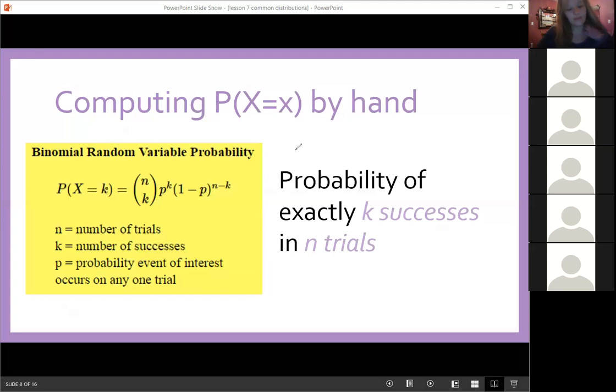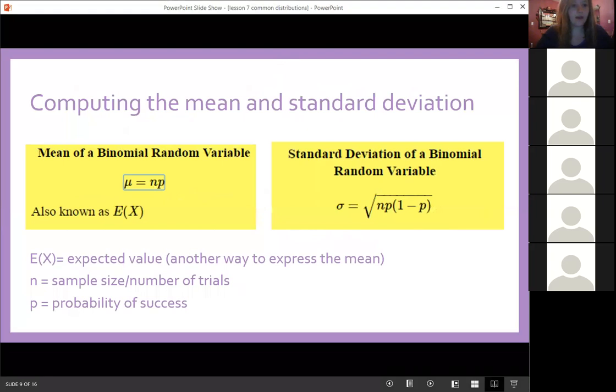So remember, we're going to have a fixed number of trials. And when we're trying to compute this, we're trying to find out what's the probability that we get this many successes in all the trials that we're doing. So I can say, you know, the probability that we get exactly six successes in 40 trials, that would be how I'm finding this binomial random variable probability here. So just a little conceptual stuff.